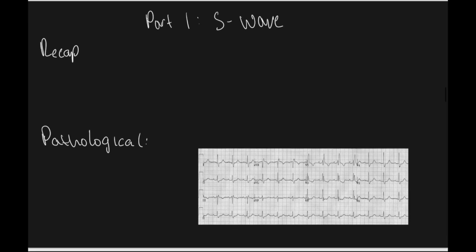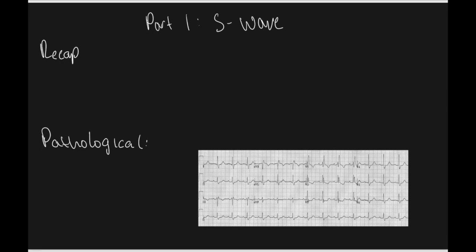Moving on to the S wave. And we know the S wave is that negative deflection. Now the S wave doesn't really become pathological in and of itself. That's to say that the S wave will change if something else is going on, not necessarily change and indicate something in and of itself. Right? It's typically just an associated finding.